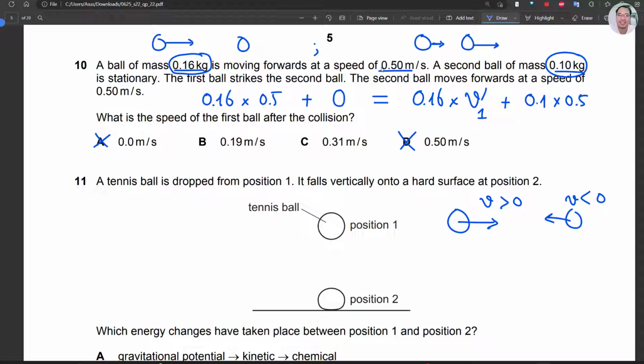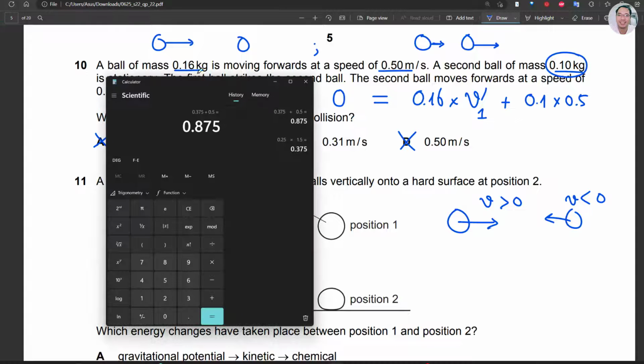I showed you a video about the experiment of exchanging momentum, meaning the momentum of one object is totally transferred to the second object, and the first object becomes stationary. So we can eliminate these two options and increase the probability to 50%. Solving this, I guess that the answer is this one without calculator. But let's use a calculator to check that.